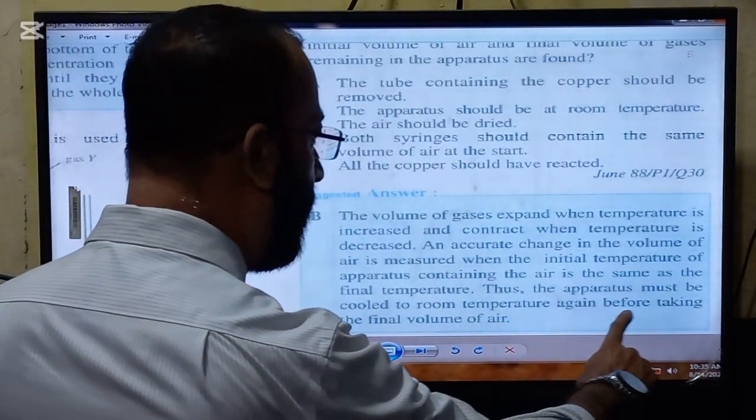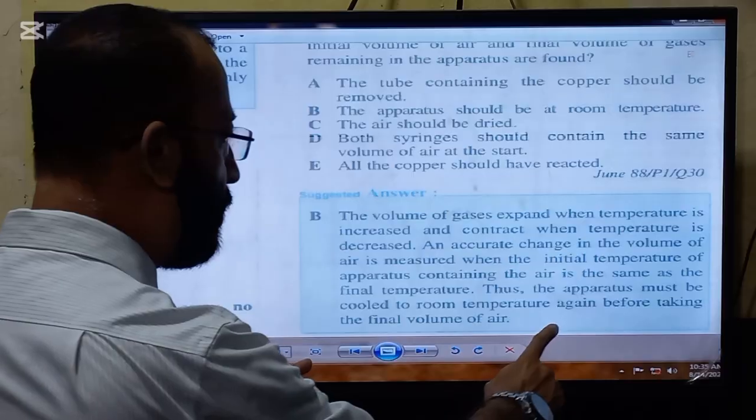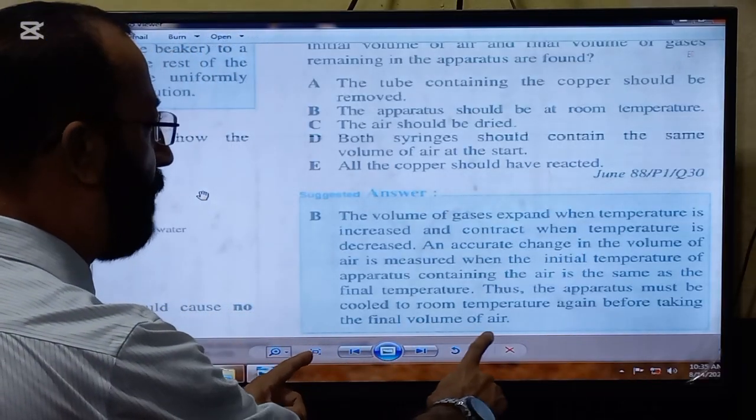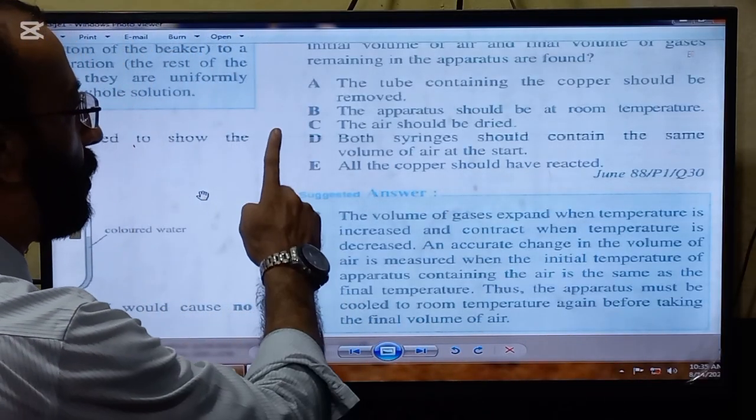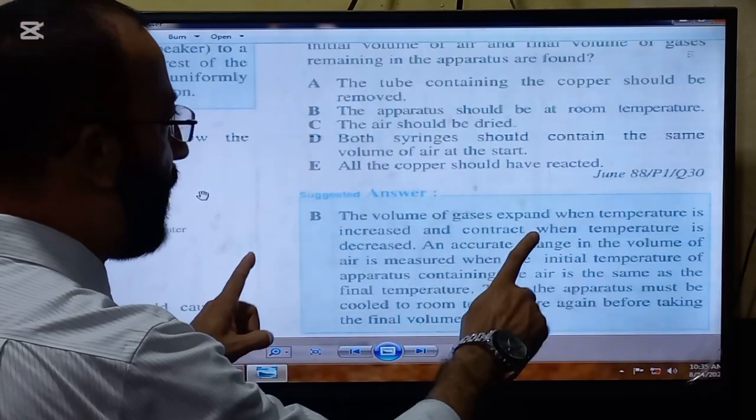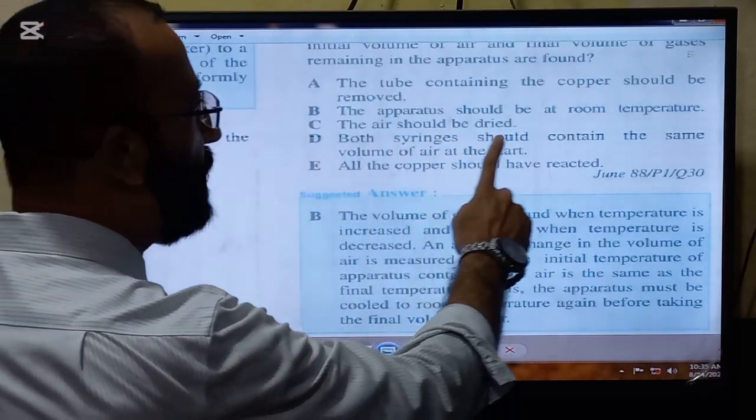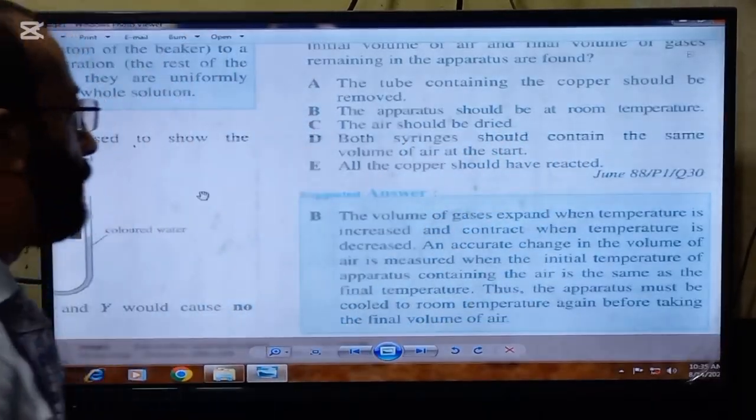Thus, the apparatus must be cooled to room temperature again before taking the final volume of the air. So the precaution in the experiment should be that the apparatus should be at room temperature.